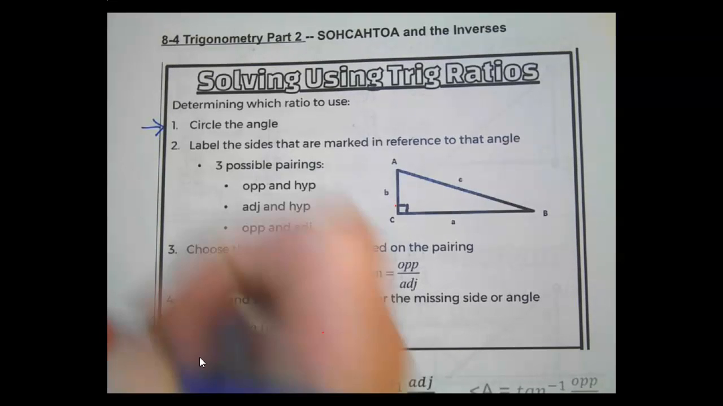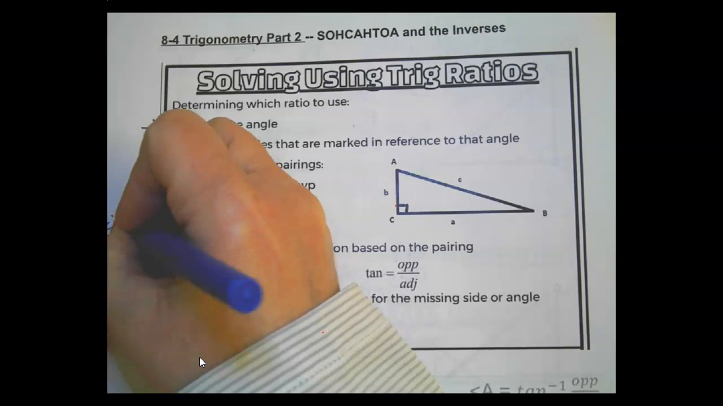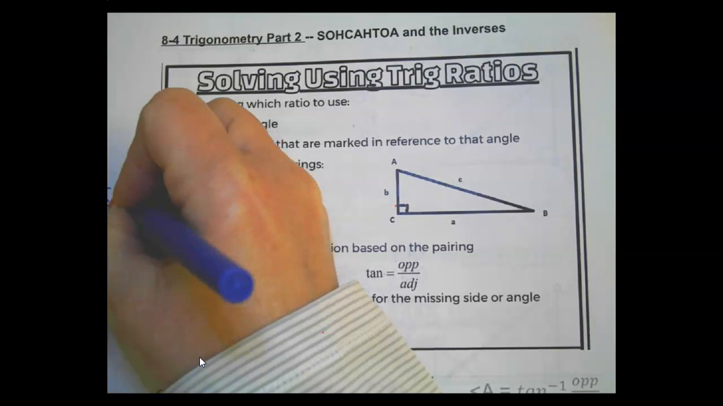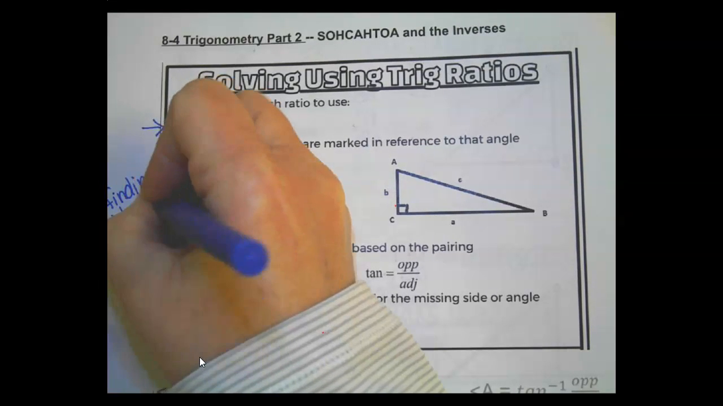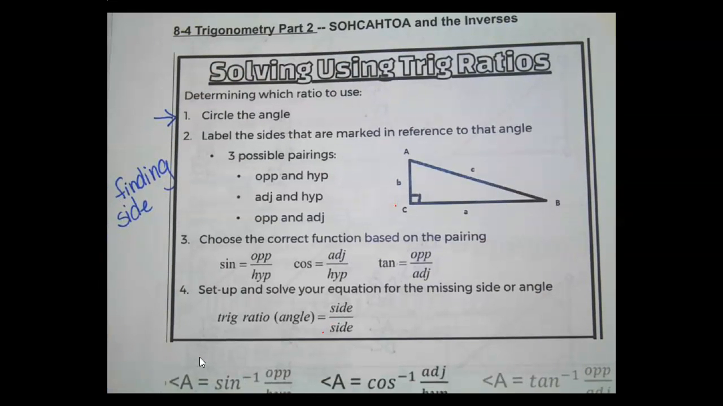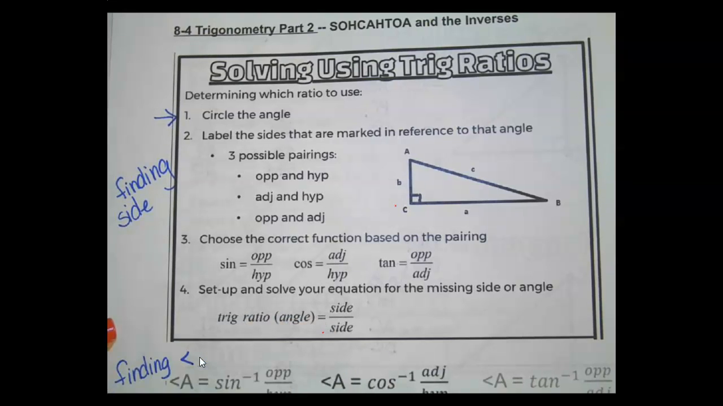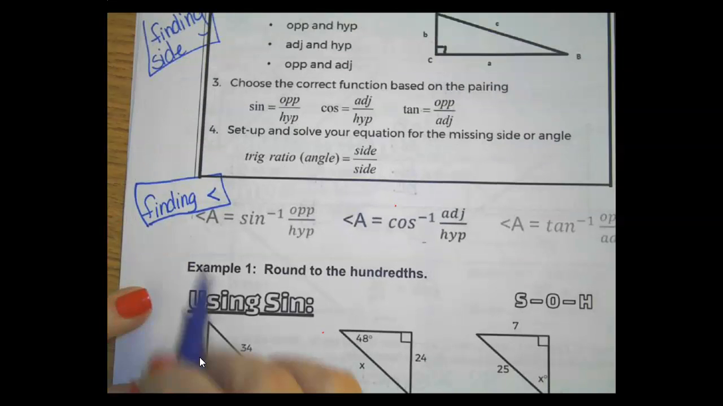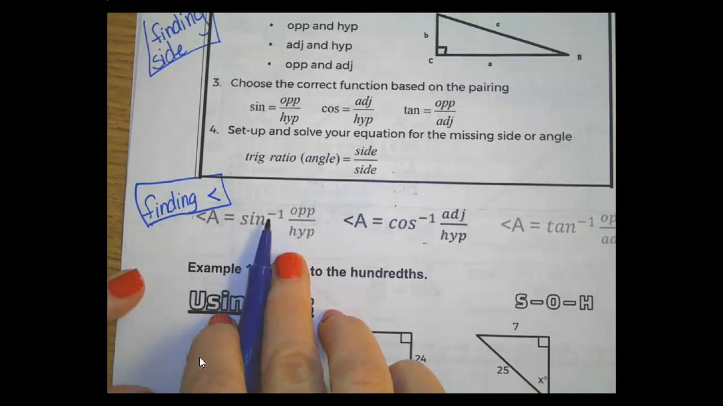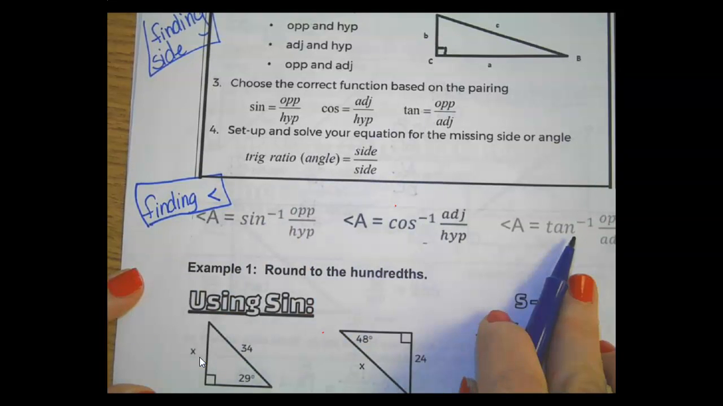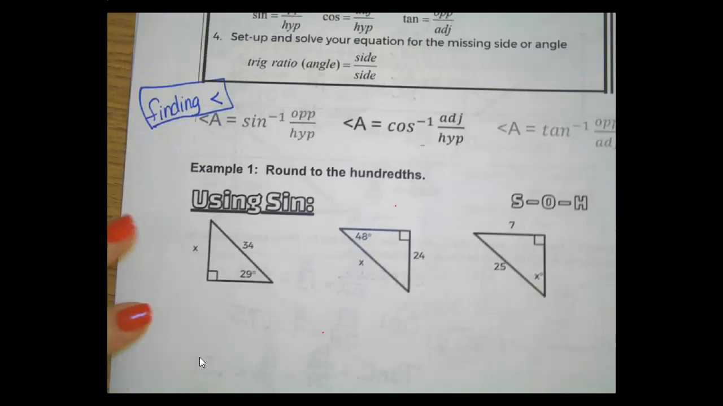Also, this here is if you're finding a side. If you're finding an angle, it's down here. Okay, got it. So there's a difference. Do you see this has that inverse? Because we're actually trying to find that angle value. So let's go ahead and get started.